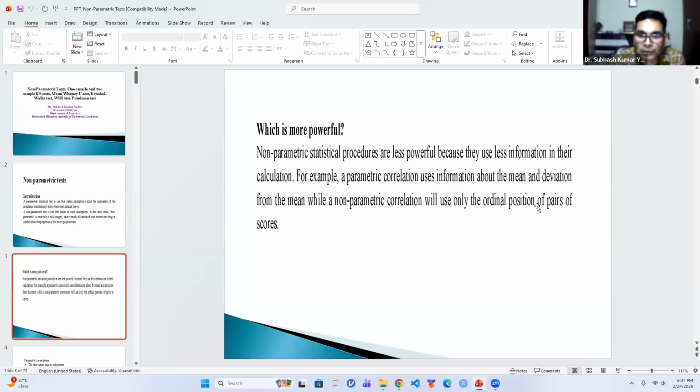For example, a parametric correlation uses information about the mean and deviation from the mean, while a non-parametric correlation will use only the ordinal positions of the pair of scores. That is why in parametric test we go for the Pearson correlation. There we use the actual values of the variables under consideration, while in the non-parametric correlation, that is Spearman rank correlation, we use the ranks of both the variables under consideration. So this is the difference between the two. That is why, if data is sufficient in number, parametric tests are more powerful in comparison to non-parametric tests.